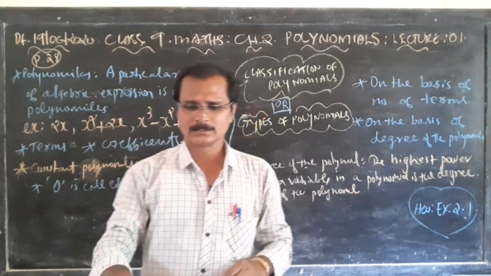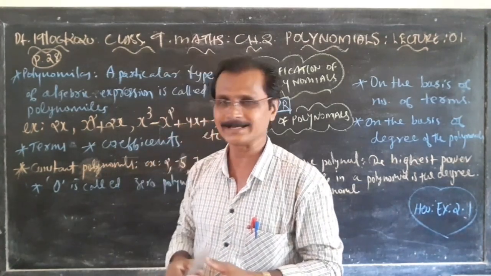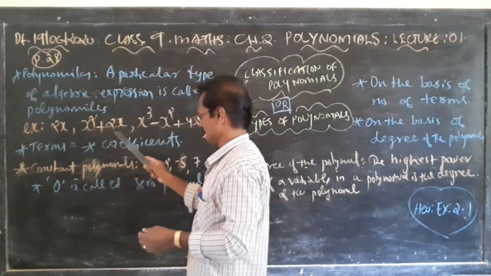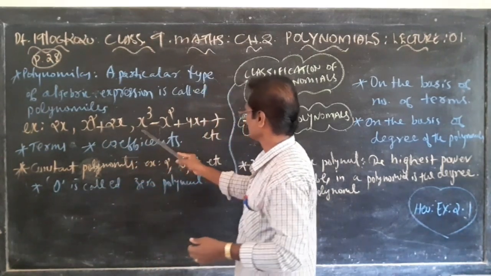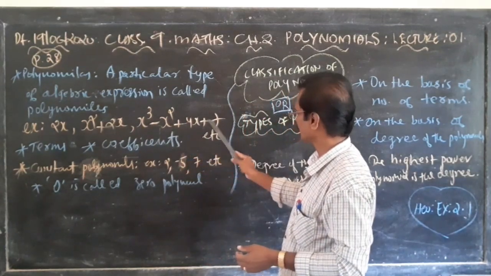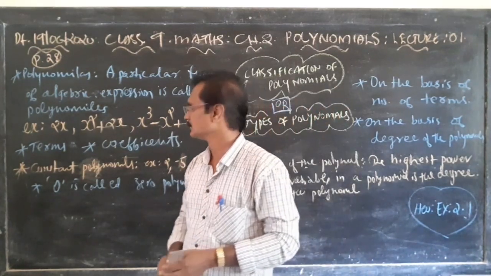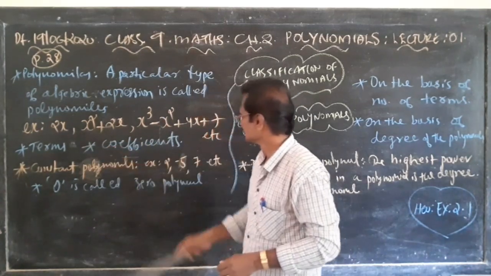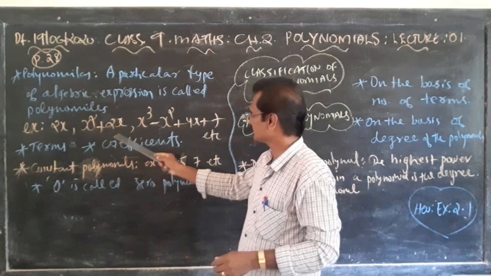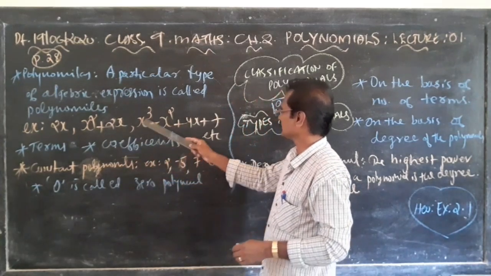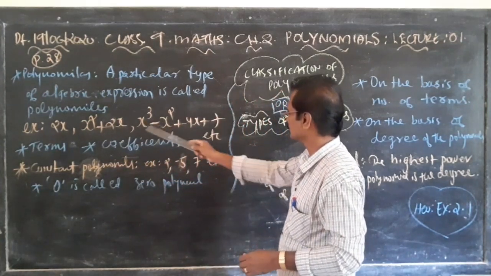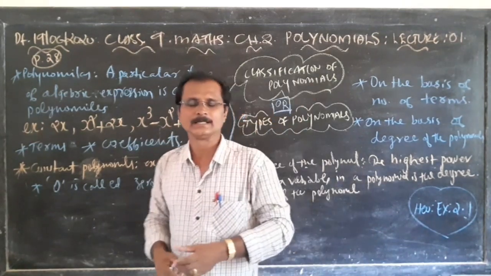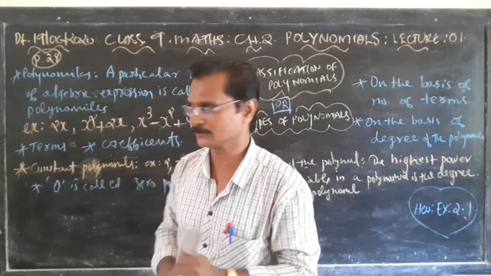Here are some examples: 2x, x squared plus 2x, x cube minus x squared plus 4x plus 7. First one is 2x. Second one is x squared plus 2x. Third one is x cube minus x squared plus 4x plus 7. So these all are examples of polynomials.